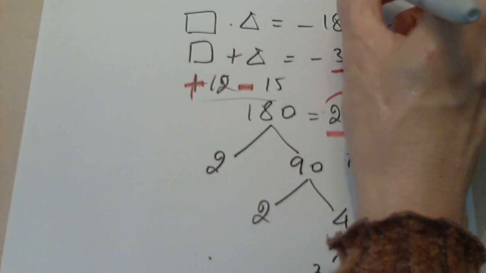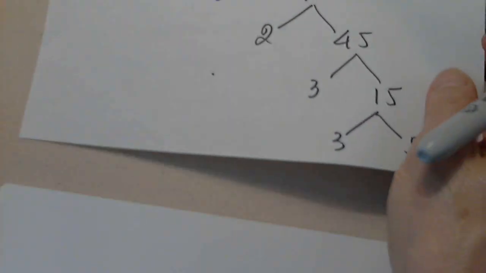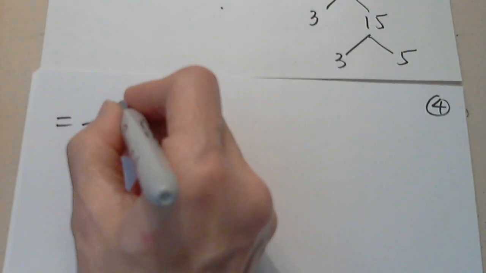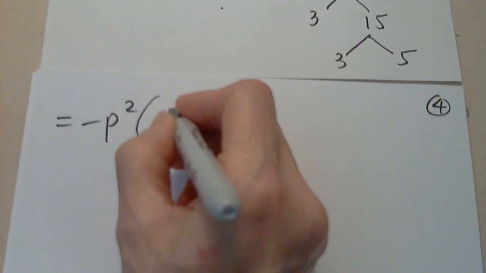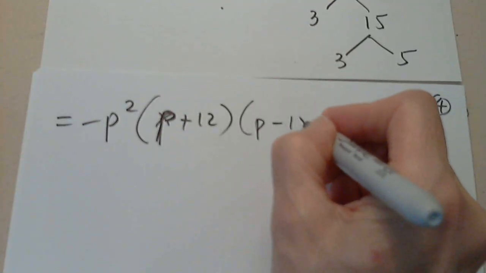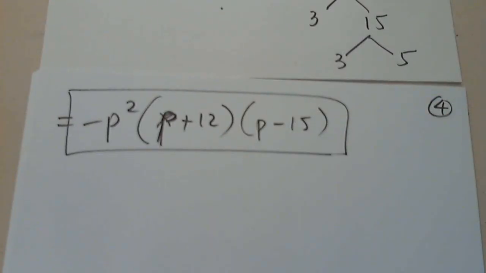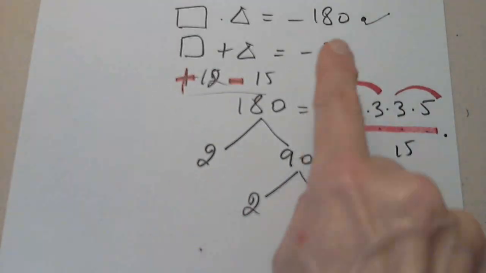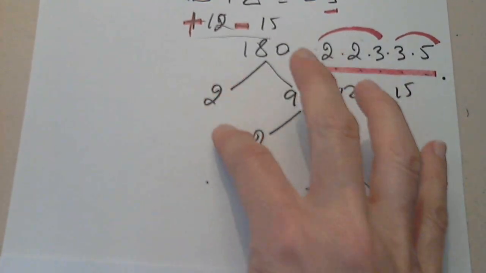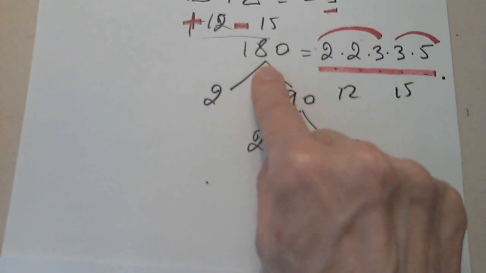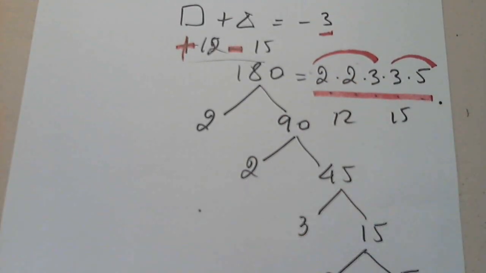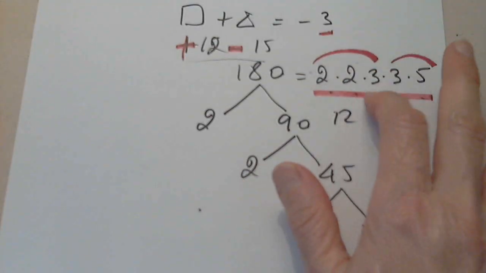So then, from here, I'm going to jump over to the next page. I have the negative p squared in front, and I have the p plus 12 and p minus 15. The tough part here was this number, because it's large. I had to use the prime factorization tree. I had to decompose 180 into prime numbers. I did not write them condensed. I wrote 2, 2, 3, 3, 5.